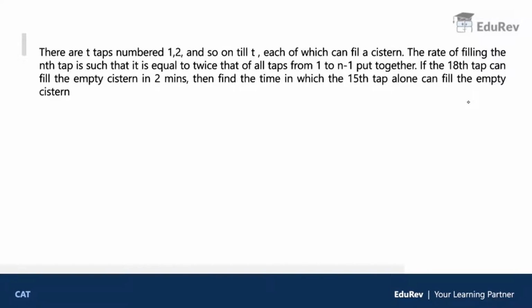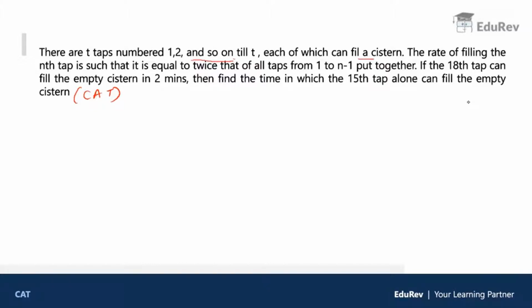What does it say? And yes, this one is a CAT question. Now it's a very interesting question. Let's try to understand. There are T taps numbered 1, 2 and so on till T, each of which can fill a cistern.